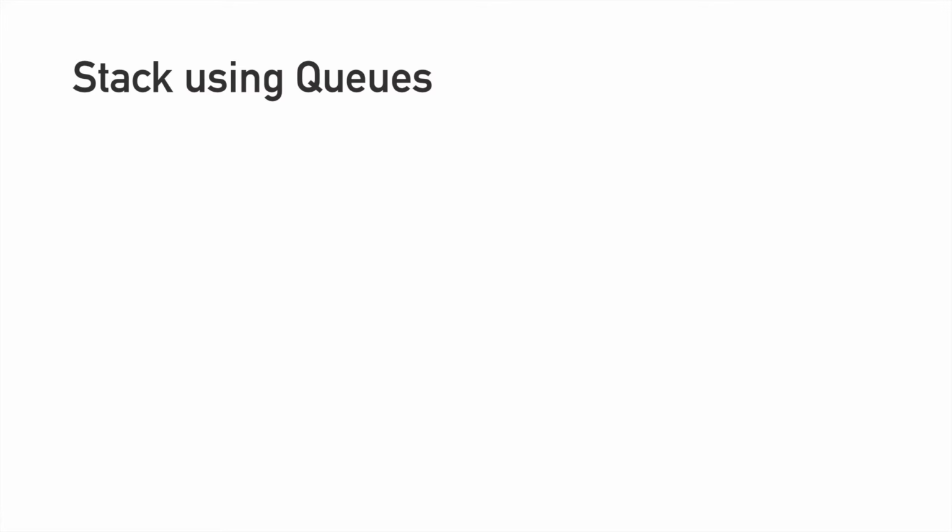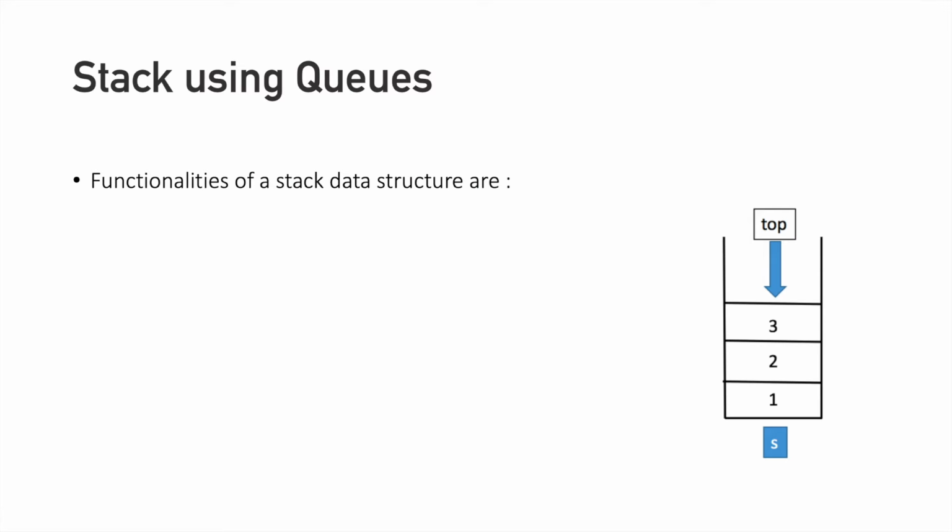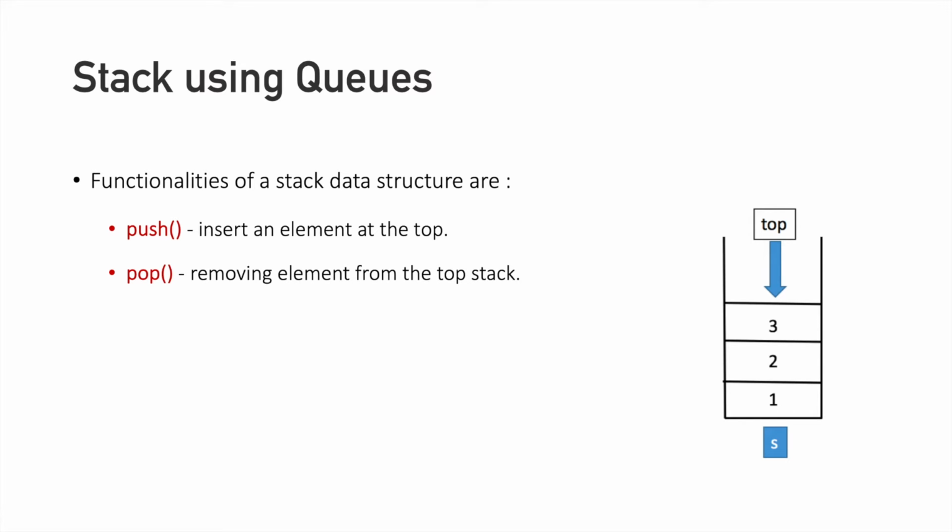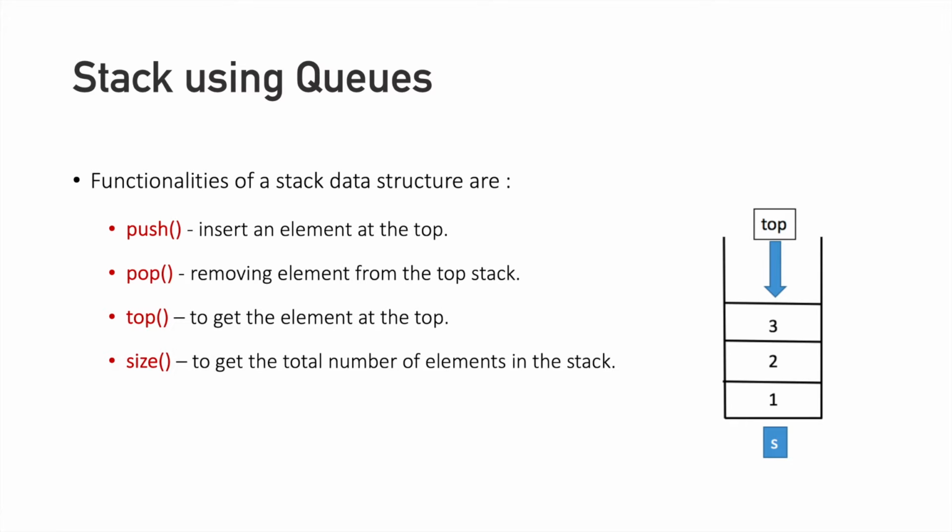Now let's quickly list down the functionalities of a stack data structure. In stack data structure, we have a top pointer which we use to perform all the operations on a stack, which include push, that is inserting an element to the top of the stack, pop, that is removing an element from the top of the stack, top to get the element at the top of the stack, size to get the total number of elements in the stack, and finally empty to check if the stack is empty or not.